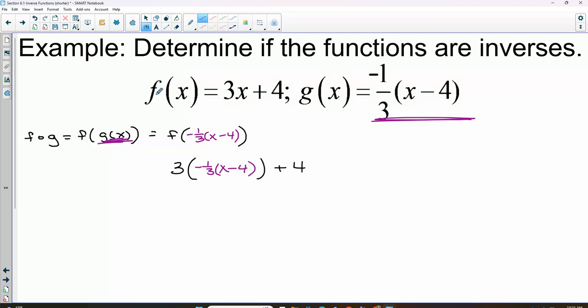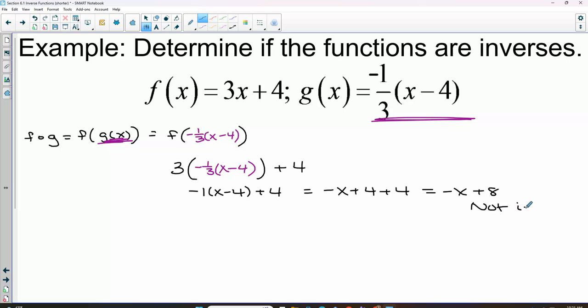Okay, does it matter if you did G composed with F first or F composed with G? No. All right, so now we are just using algebra to simplify this. 3 times negative 1/3 is negative 1. So I get negative x plus 4 plus 4, or negative x plus 8. So are they inverses? No.